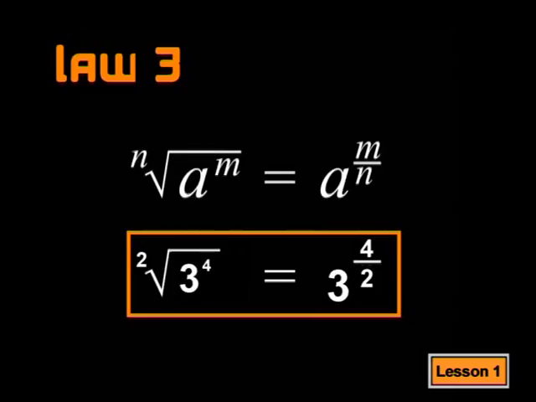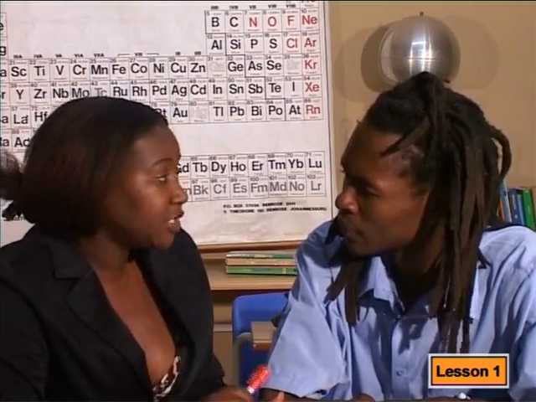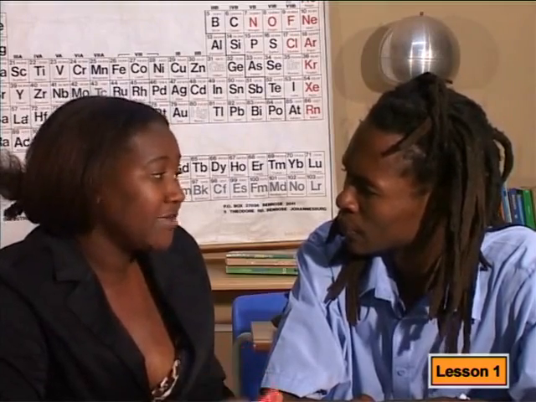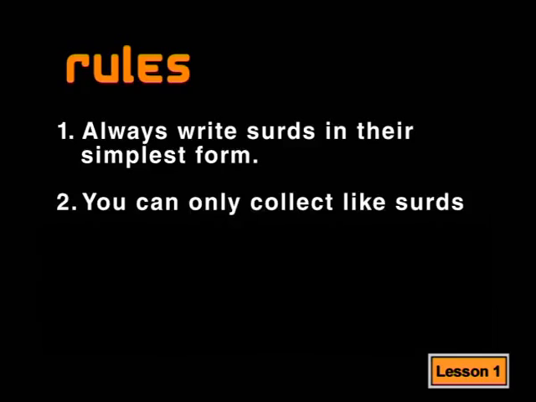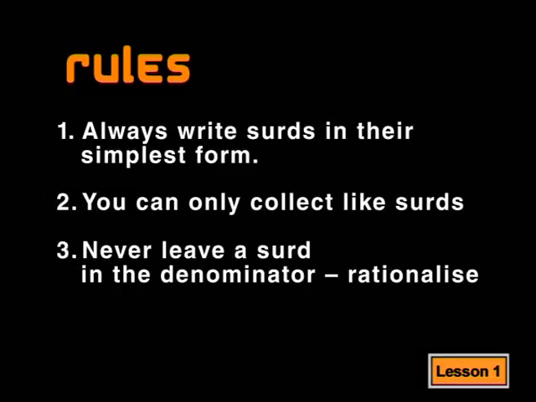Let's try some examples. All right, but before we do that, there are a few things you need to keep in mind when dealing with surds. Firstly, you must always manipulate surds into their simplest form. In other words, you must write them in their prime factor form. Secondly, you can only collect like surds. And lastly, you should never leave a surd in the denominator. You must always rationalize the denominator.